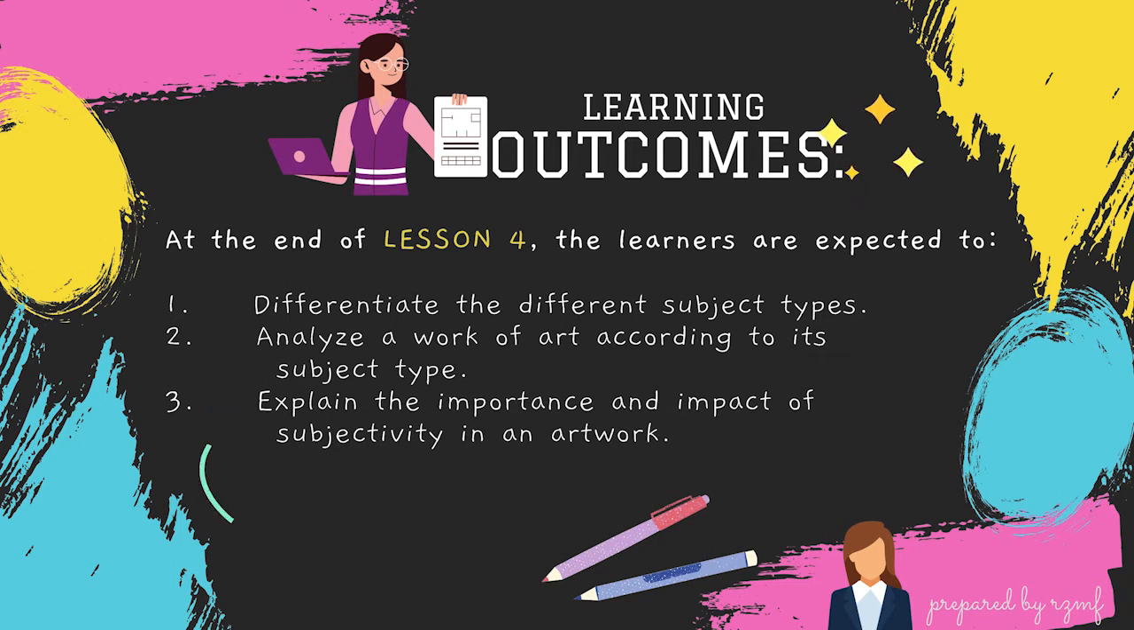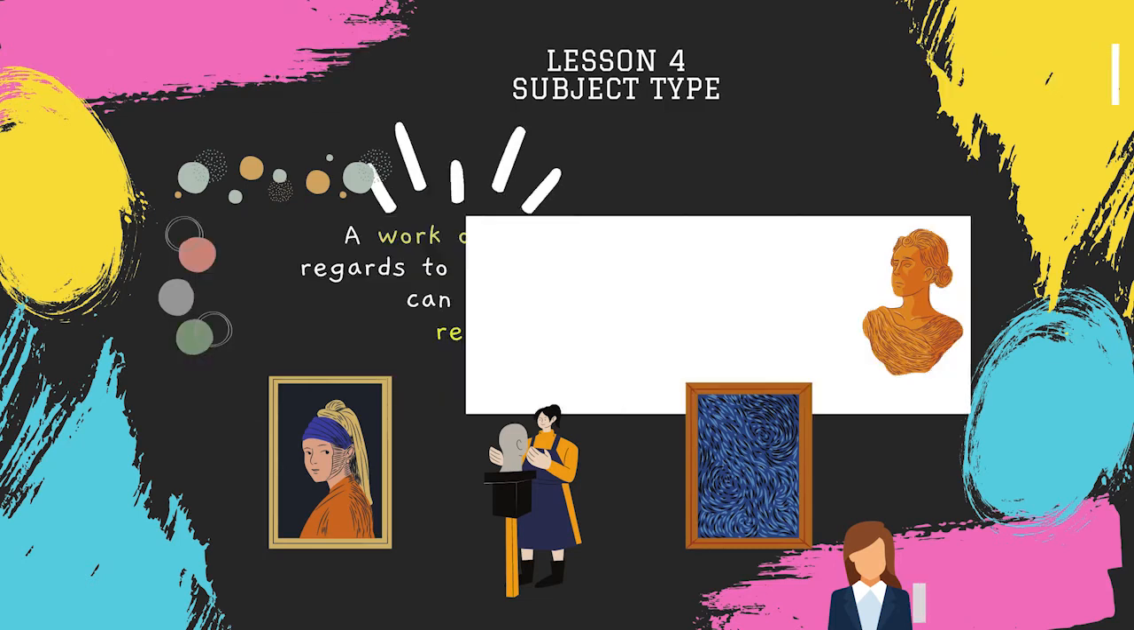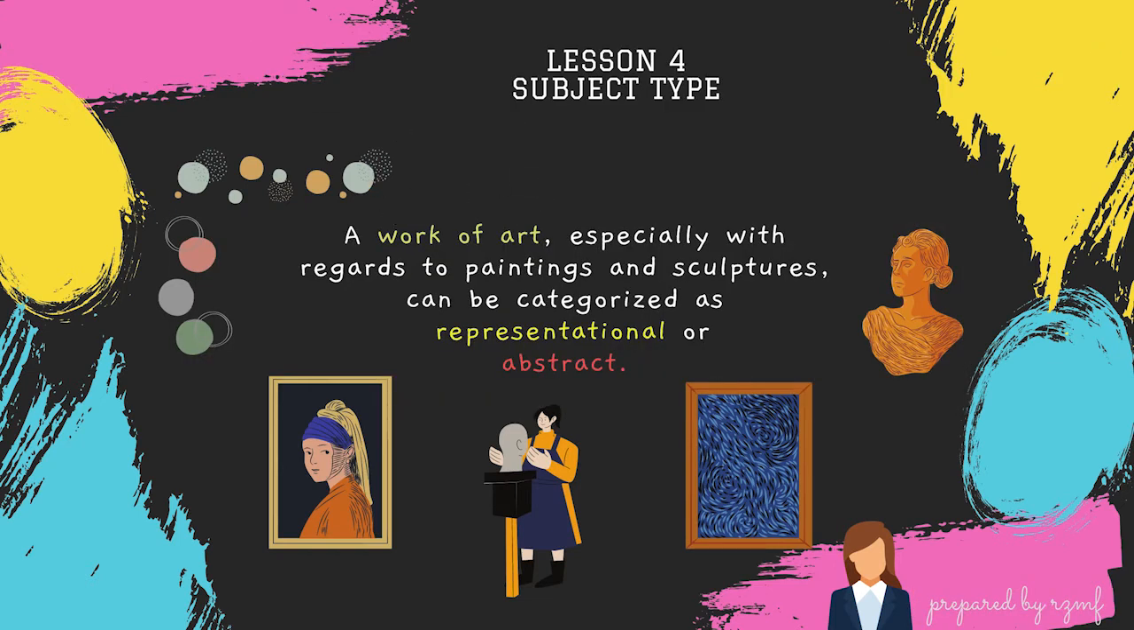A work of art, especially with regards to paintings and sculptures, can be categorized as representational or abstract. Can you think of an example? Do you have your own favorite artwork? Well, let's see and watch this video first.